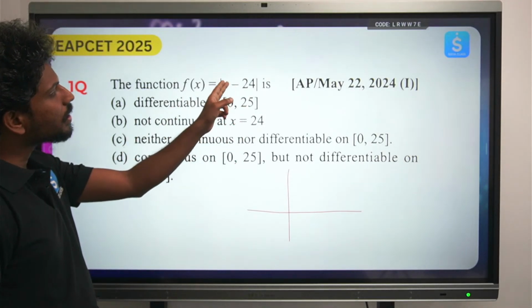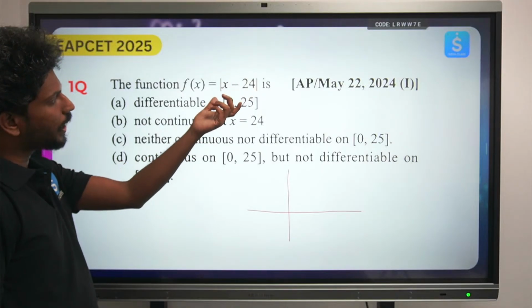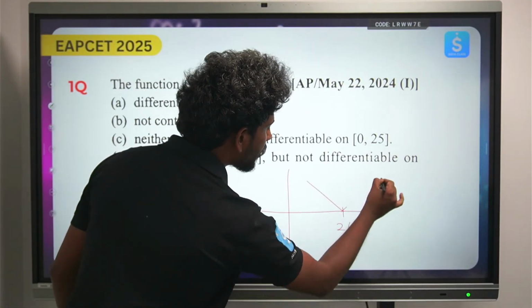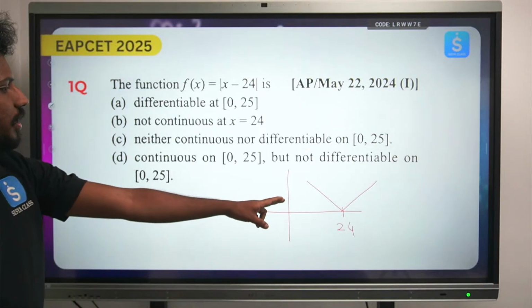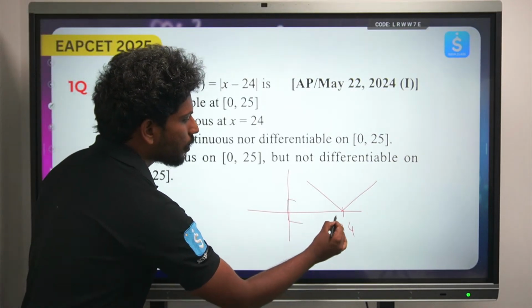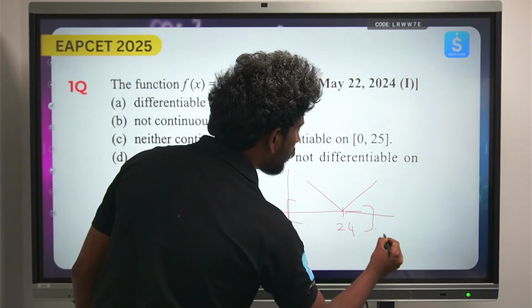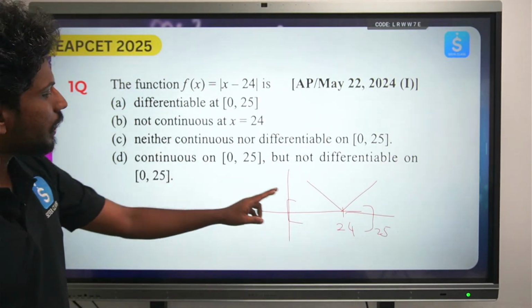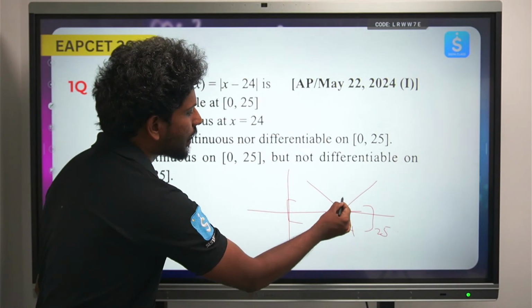But how does this mod x minus 24 look like? At x equals 24, it will have this V. Okay, now look at this function, from 0 to 25, between these two points it is differentiable, it is not differentiable at only x equals 24.